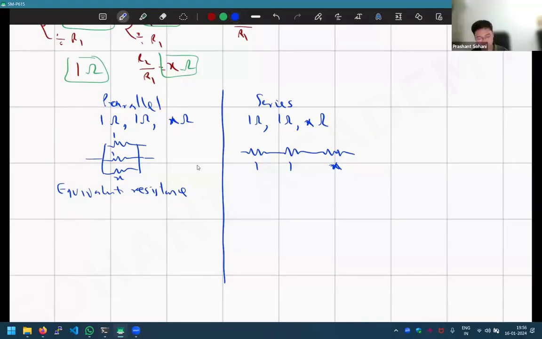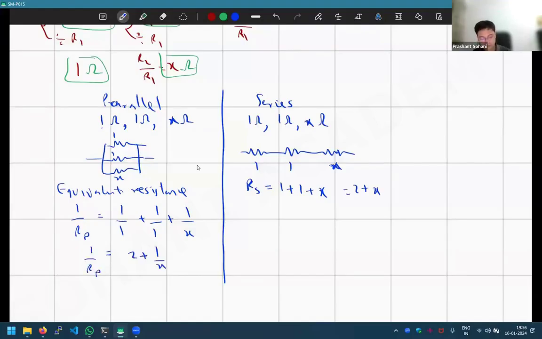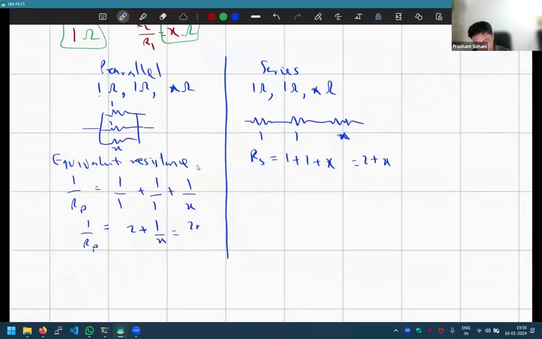Correct. So 1 upon RP will be equal to the sum of the reciprocals. Now here the sum is simply 1 plus 1 upon 1 plus 1 upon 1 plus 1 upon x, right? So you see how conveniently choosing that 1 is going to make our calculation simple. And on the right hand side is simply the sum of them, 1 plus 1 plus x. So in the series case, that is going to be 2 plus x, and in the parallel case, 1 upon RP is going to be 2 plus 1 over x. Or if you want, you can rearrange this: if I take the reciprocal of both sides, I get RP equal to x upon 2x plus 1. So I found the resistance in both cases.